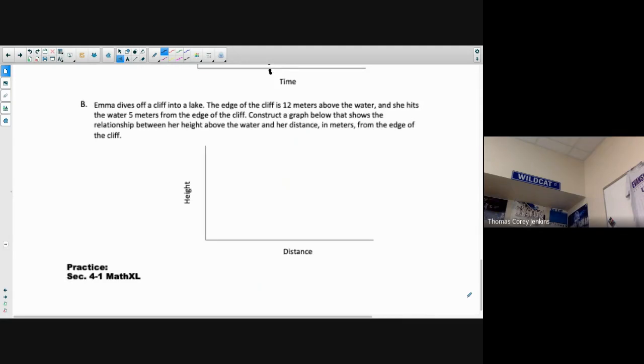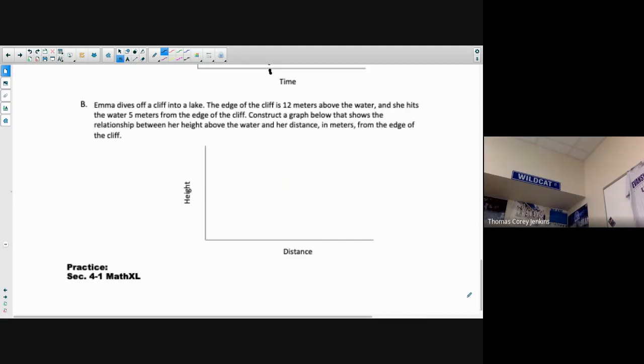All right, next one says Emma dives off of a cliff into a lake. The edge of the cliff is 12 meters above the water, and she hits the water 5 meters from the edge of the cliff. Construct a graph below that shows the relationship between the height above the water and her distance in meters from the edge of the cliff.